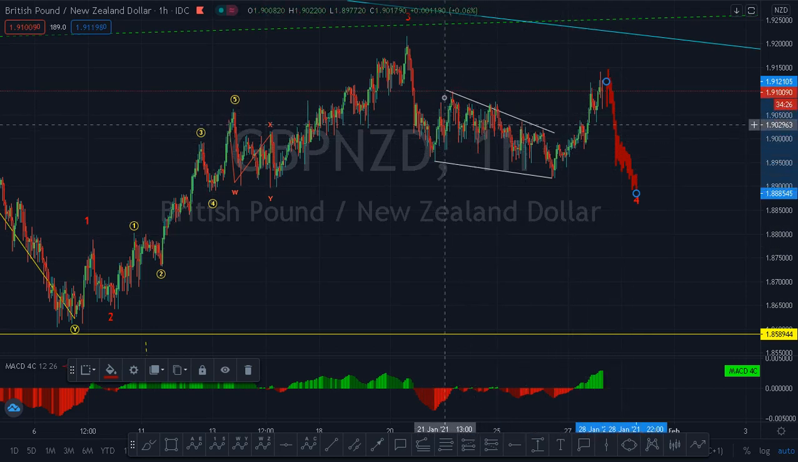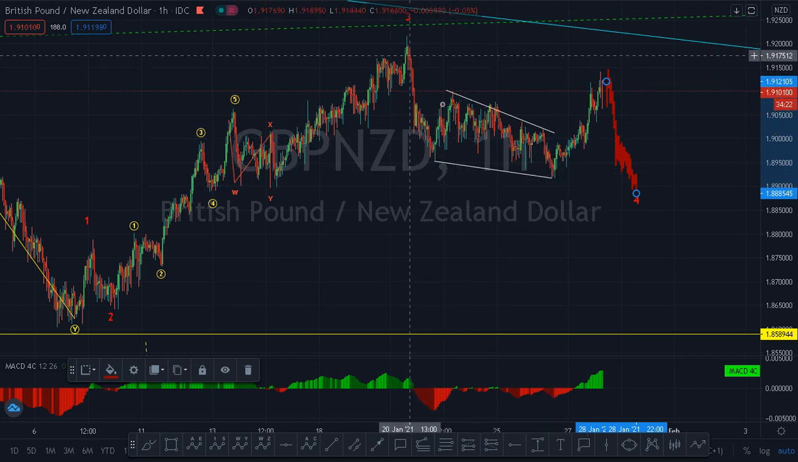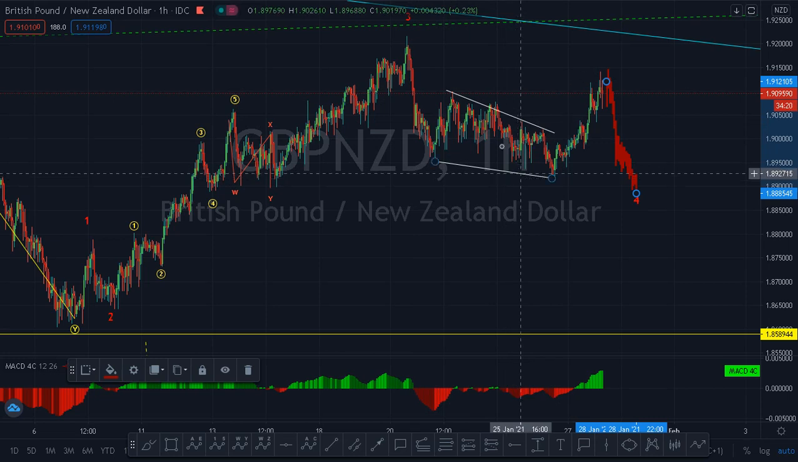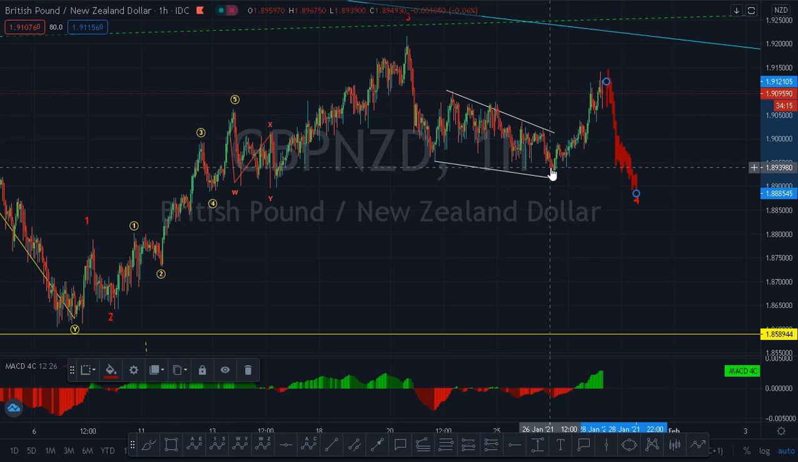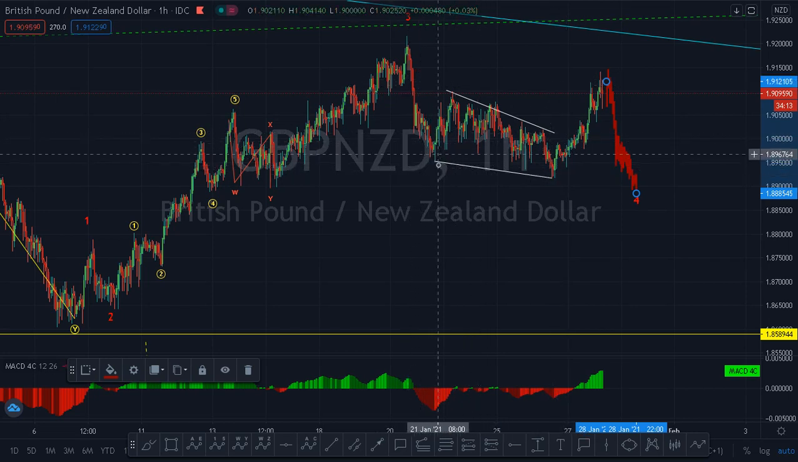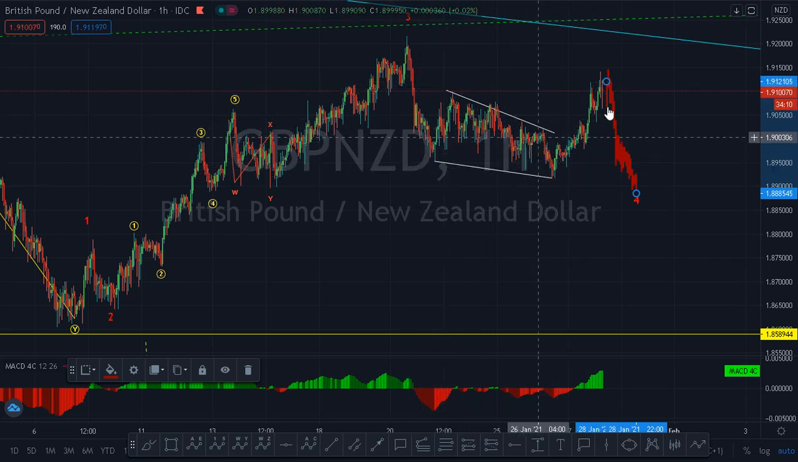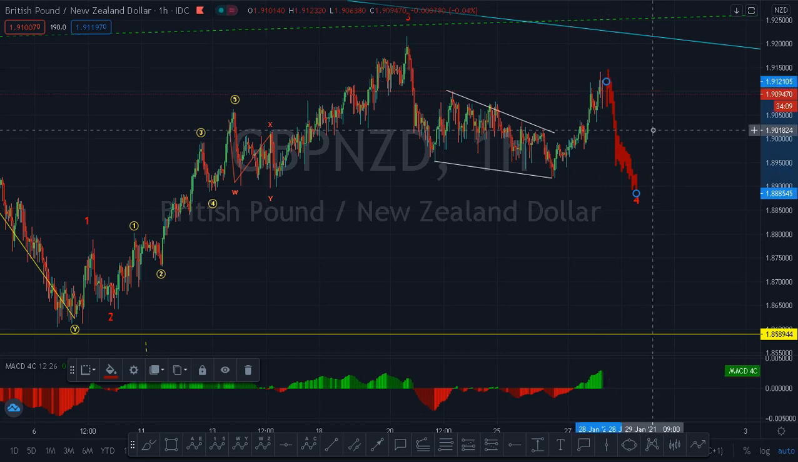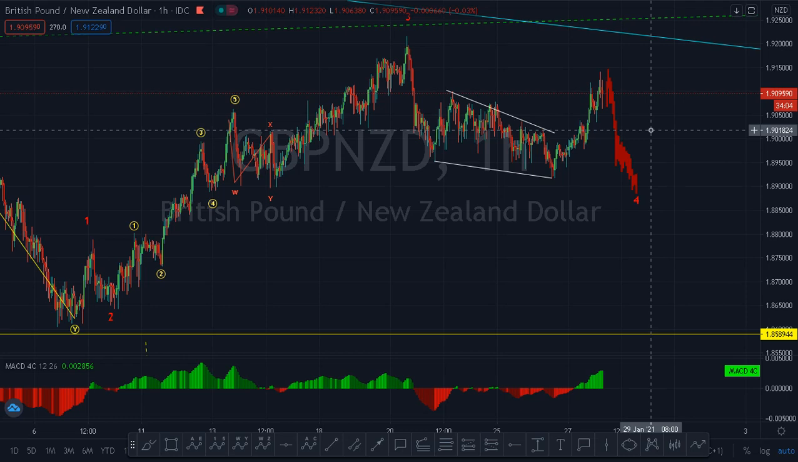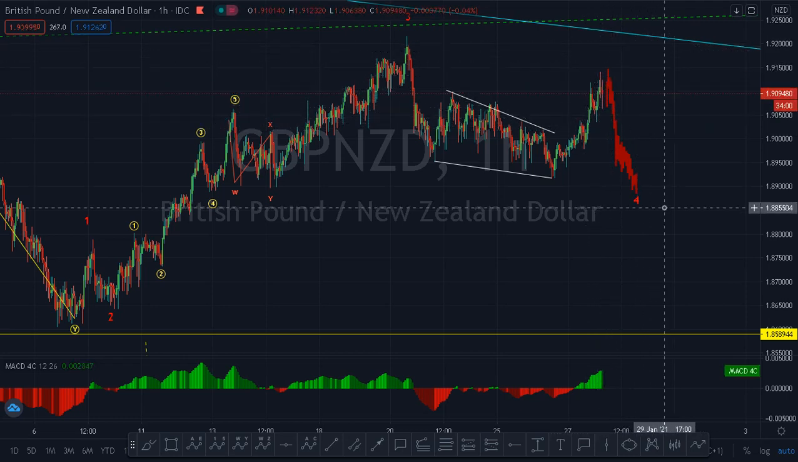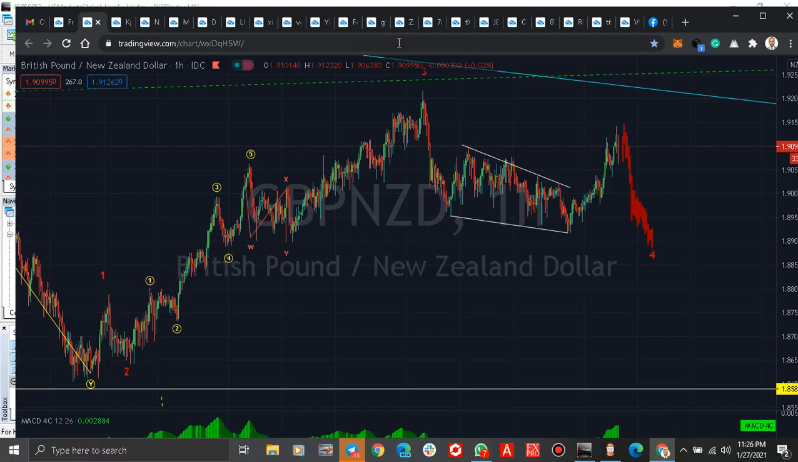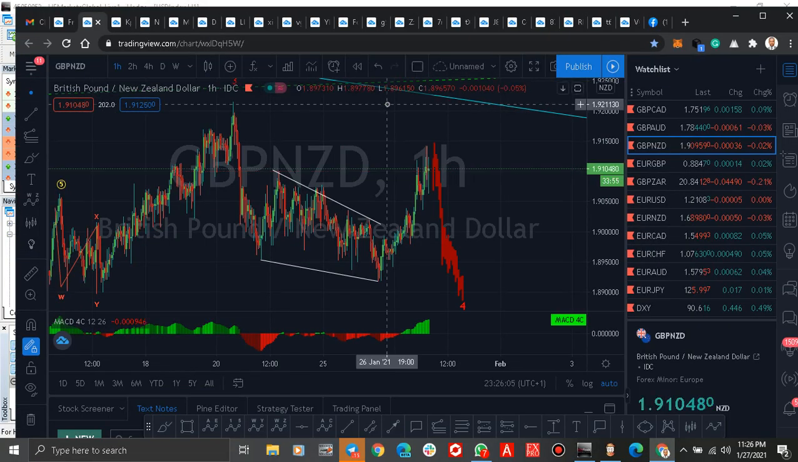So this can be A, this is part of B, they may do it as A, B, C. This is A, B, C, the C of B, then for C we should drop before the buying continues. So what I'm trying to say is that I'm not buying from here. I will look for a pullback before I talk about buying. That's the message there.